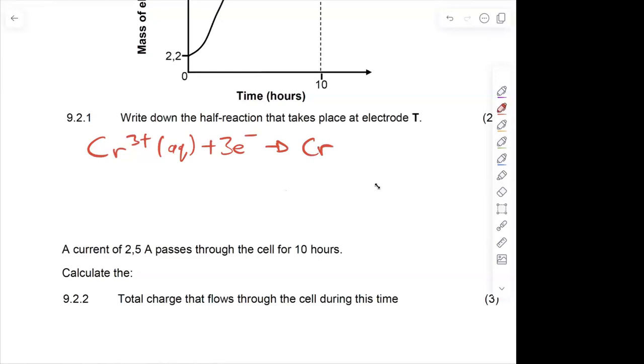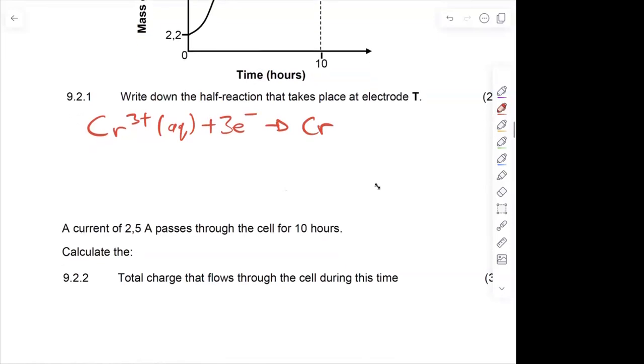And then whatever takes place at the other electrode is going to be Cl- becoming Cl2 gas plus the electrons that come from them, and you can just balance it out. I hope that makes sense for 9.2.1. Let's look at the following.